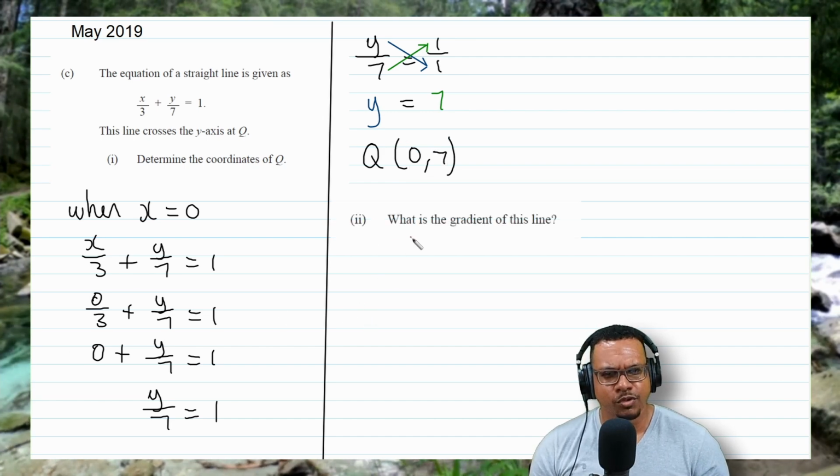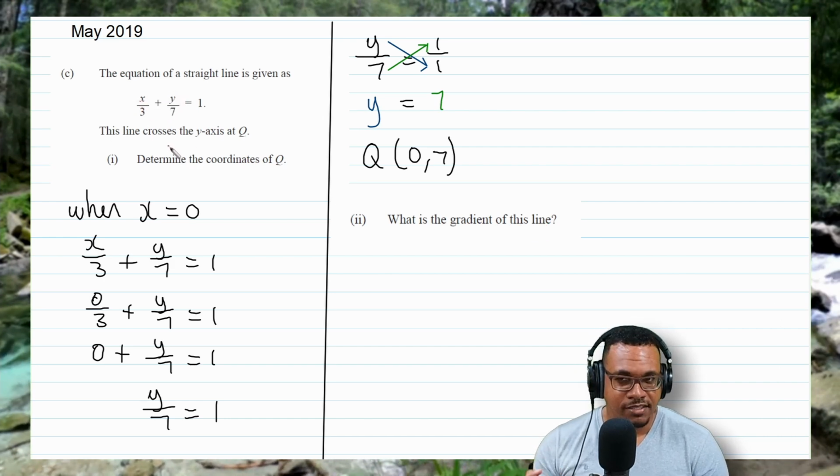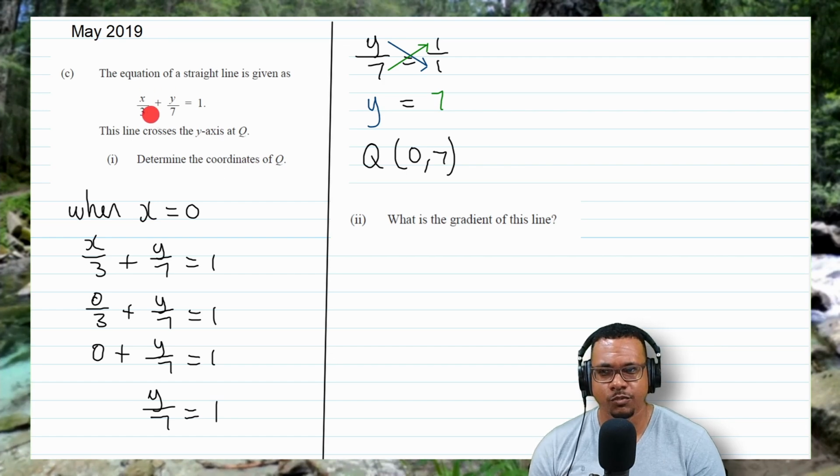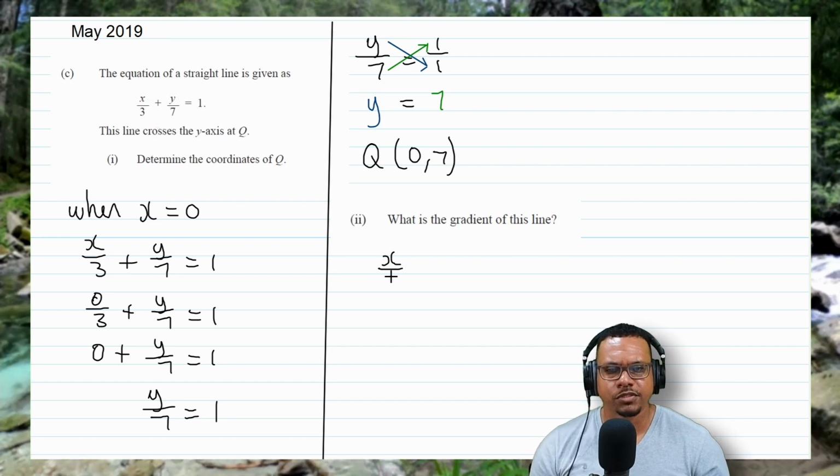Now for part 2, they want to know what is the gradient of the line. So this is the equation of the line here. They want to know what's the gradient. Therefore, I'll need y to be the subject of the formula so that I can see what the gradient is. So I need to get y is equal to mx plus c. So what I can do is write back this equation and put this 1 as 1/1, so I have fractions throughout.